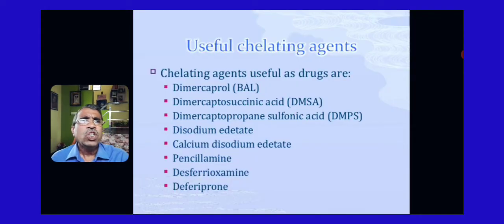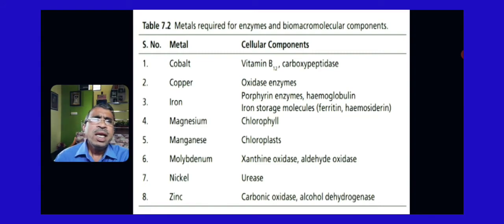Now, the useful chelating agents. I have given the list of the useful chelating agents like dimercaprol, dimercaptosuccinic acid, dimercaptopropane sulfonic acid, disodium edetate, calcium disodium edetate, penicillamine, and so the various other examples like diferoxamine, deferiprone. Here, these are all the various other chelates.